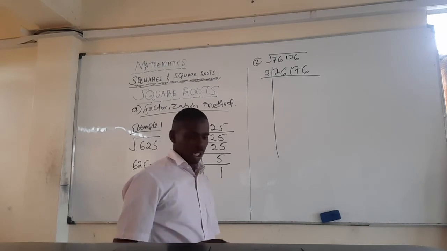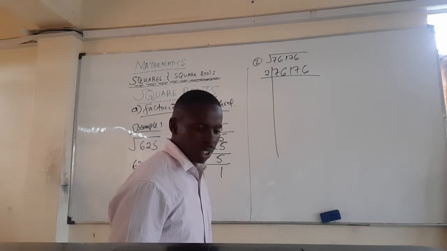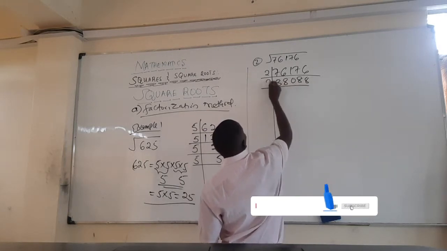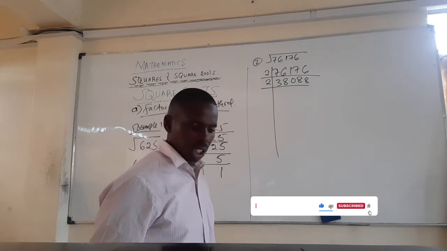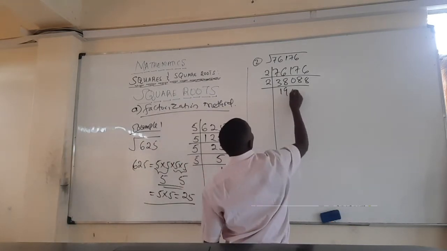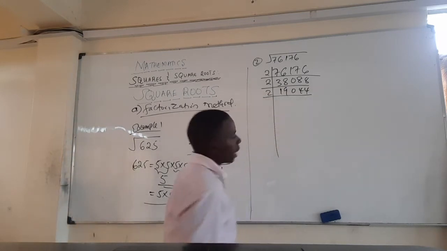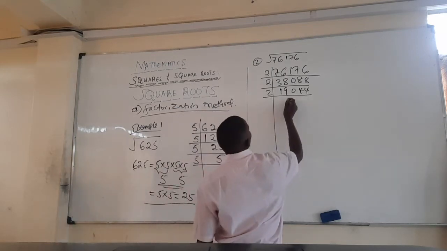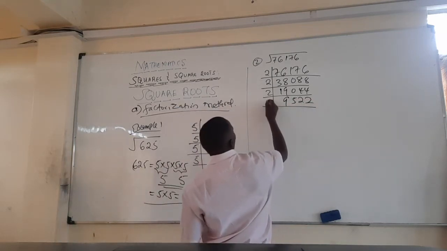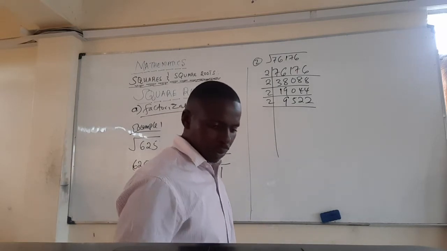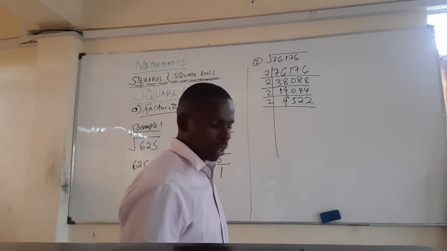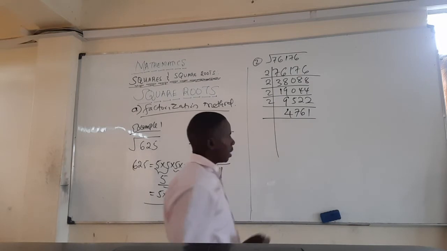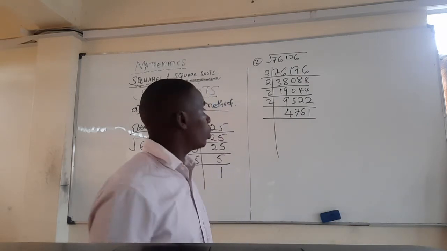You divide by 2, you're going to get 38,088. We divide by 2 again, we get 19,044. We divide by 2 again, we get 9,522. We can divide by 2 again, we get 4,761. Now, this one is not divisible by 2.